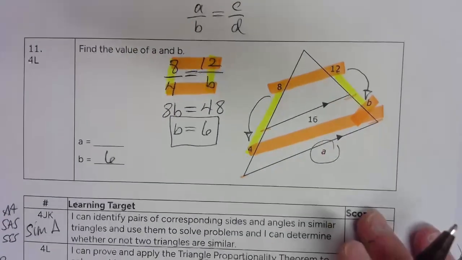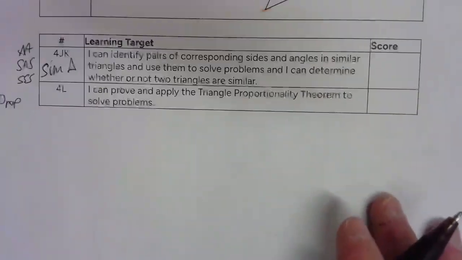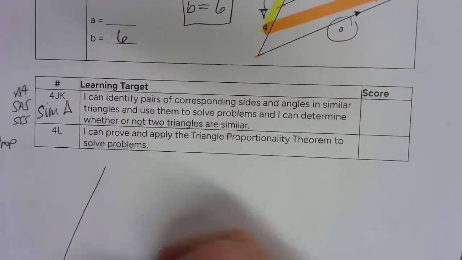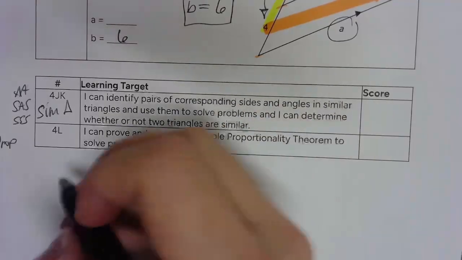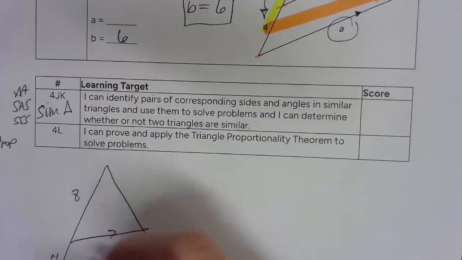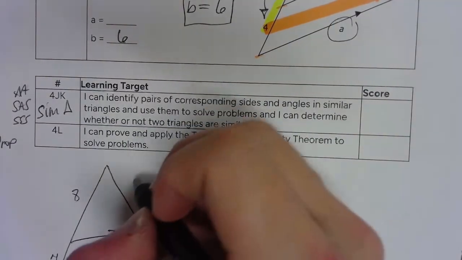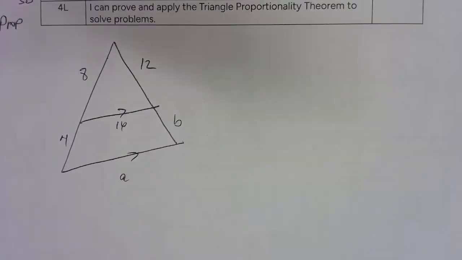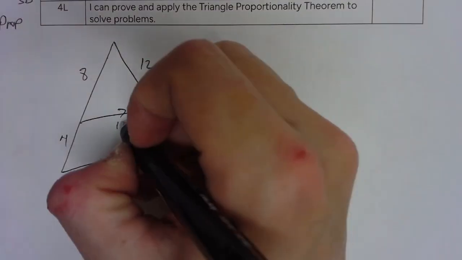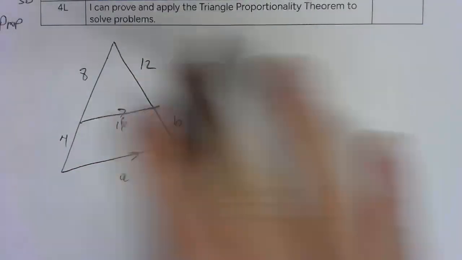All right? And to show you why, I'm going to come down to the blank part of this paper, and I'm going to redraw our picture here. Not very great, but to the best of my ability. 8, 4, this is 16. This length is A. We said this is 12, and this is B. Okay? So here's our picture again. And you don't have to redraw this if you don't want to. This is just for the demonstration.